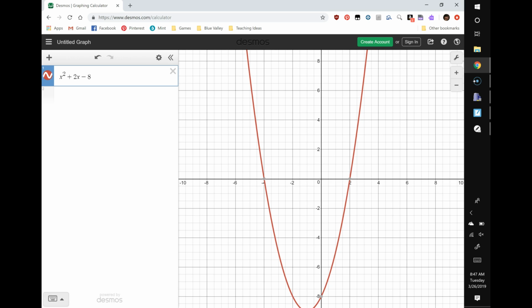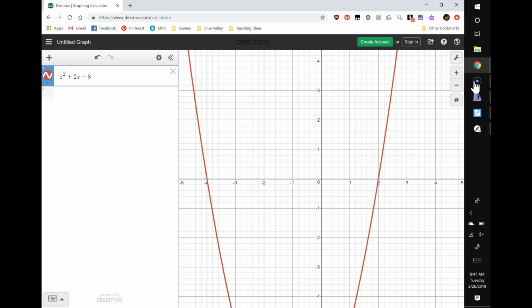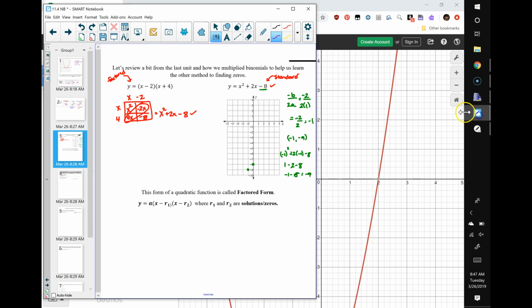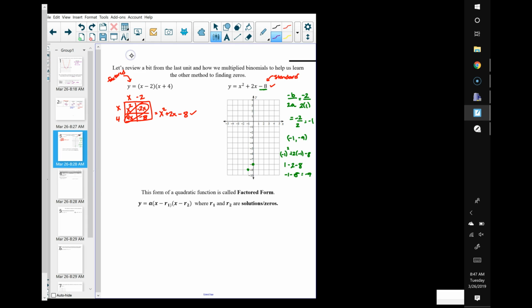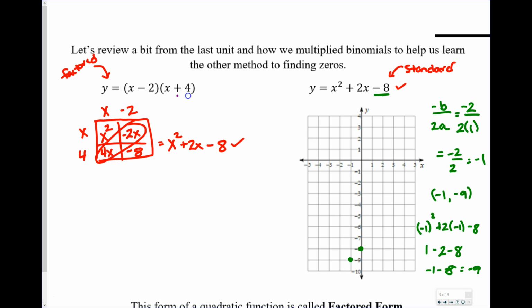See how, if I zoom in here, I've got an x-intercept here at negative 4, 0. And the other one is at 2, 0. Negative 4 and 2. Go back to our equation. Here we have a 4 and a 2. So factored form tells us where those x-intercepts are. Factored form tells us that I've got an x-intercept here, and I've got an x-intercept here.